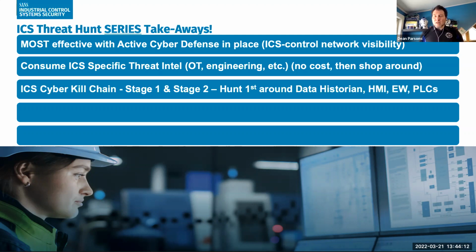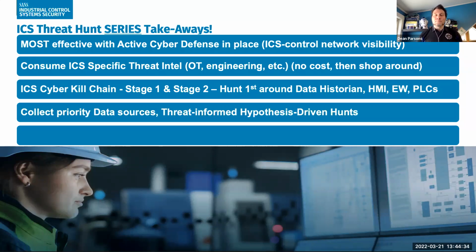Now, the kill chain we mentioned before, we're tracking the adversary across the kill chain, which is why I love talking about the hypothesis of pivoting from IT into the ICS. Having visibility of both is going to give you the best representation of a kill chain, but also how the adversary can pivot. Hunt first around the data historian, HMI, engineering workstation, and PLCs. No surprise there. Also, collecting data sources, super important to prioritize those around those critical assets.